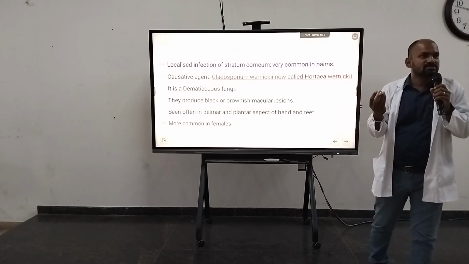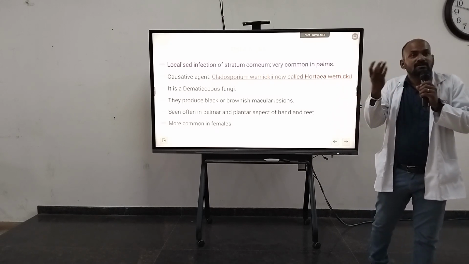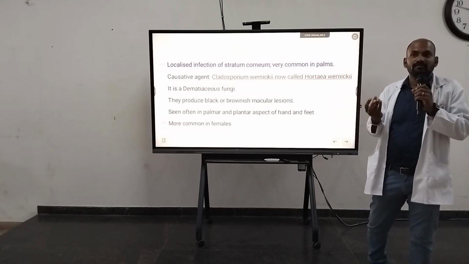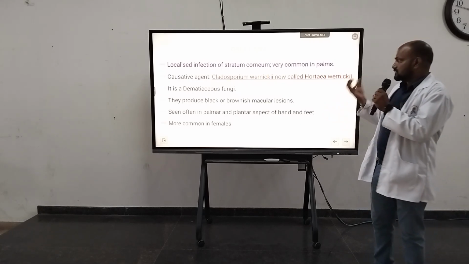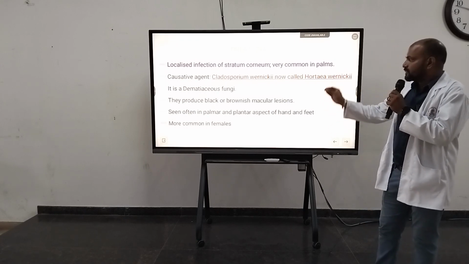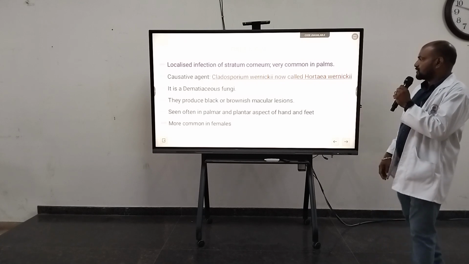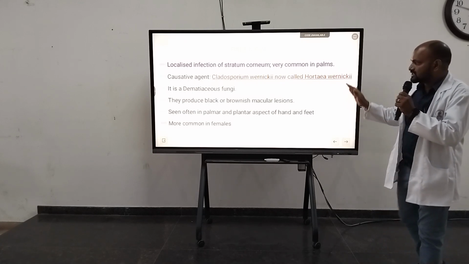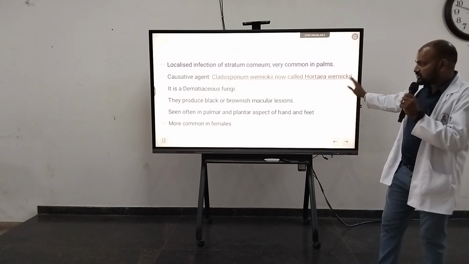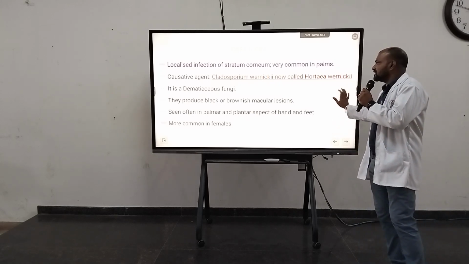What do you mean by dematiaceous? Fungi which produce black colored lesions. Even if you isolate this fungus on SDA, if it produces black colored colonies, those fungi are called dematiaceous fungi. They produce black or brownish macular lesions, most commonly seen on the palmar and plantar aspects of the hands and feet, most commonly among females.